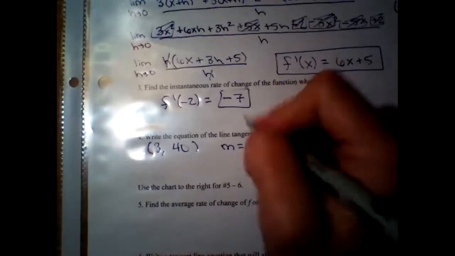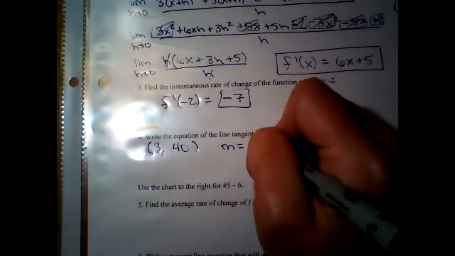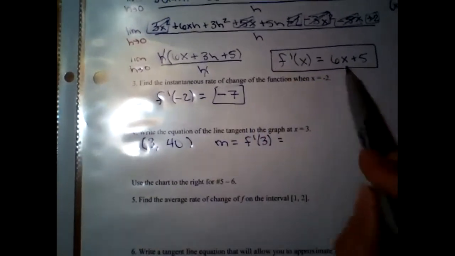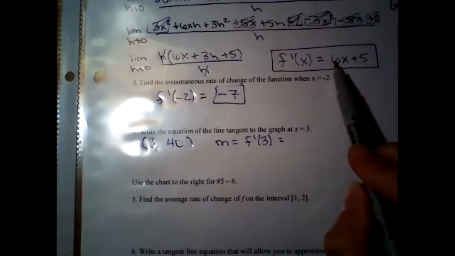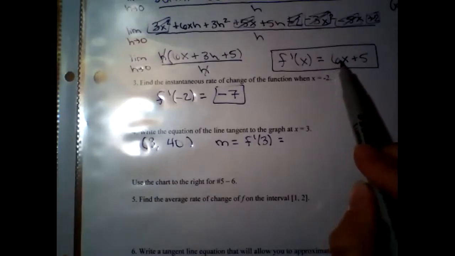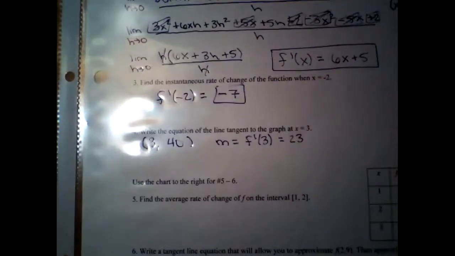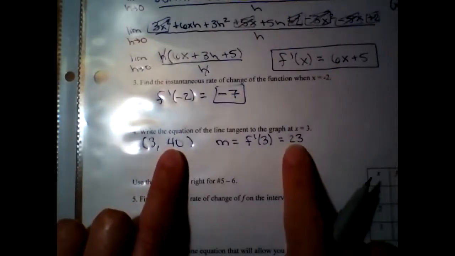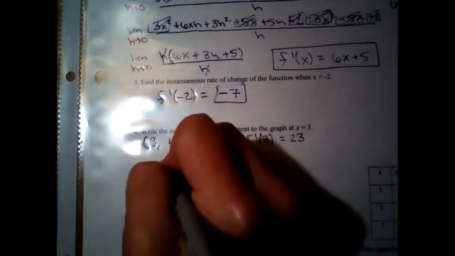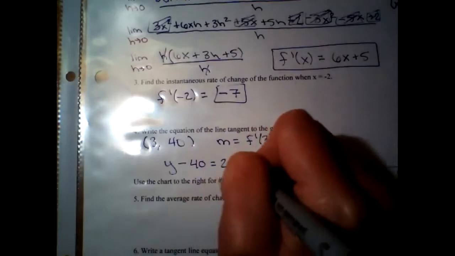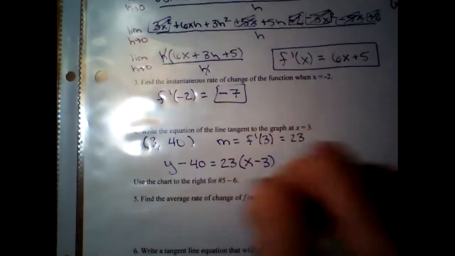Slope comes from the derivative, so we want to plug 3 into the derivative, so f prime of 3. So we're plugging 3 in right here. So that would be 18 plus 5, so 23. And so here's your point, here's your slope. We're going to write the equation. So y minus 40 equals 23, parentheses, x minus 3.